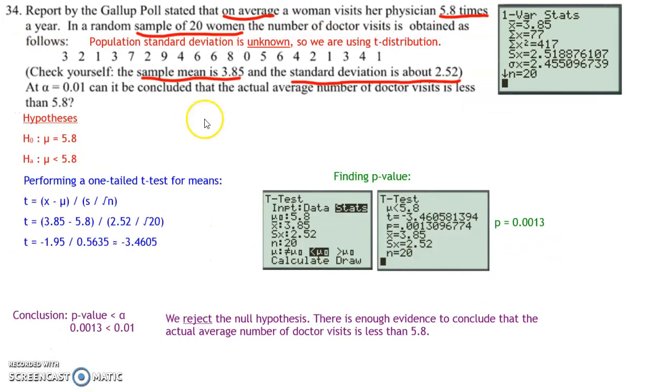Moving on to question 34, it says that on average a woman visits her physician 5.8 times. That's our X bar. The random sample of 20 women is here, and you can go into one of our stats to easily find these values, 3.85. The standard deviation is 2.52. That's the Sx. We're not using this, which is population standard deviation, because it's not a population, it's a sample. The alpha value is 0.01, and we're using the same exact screen as before, that t-test screen.